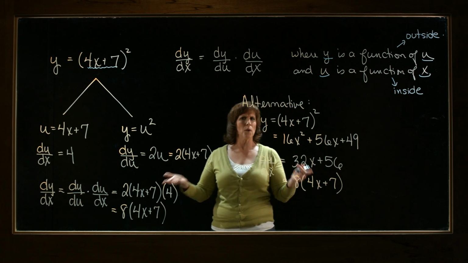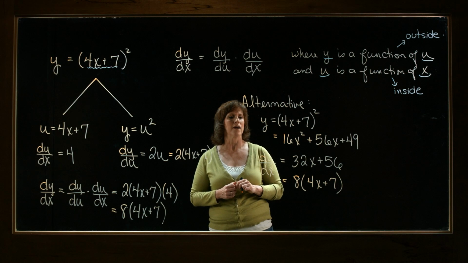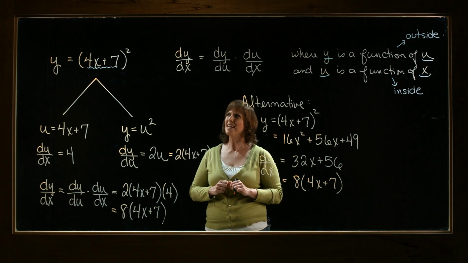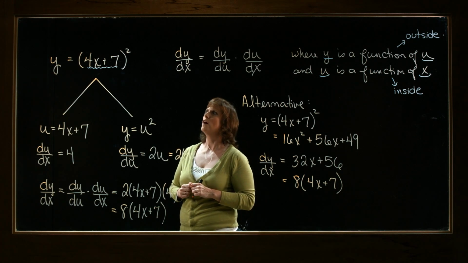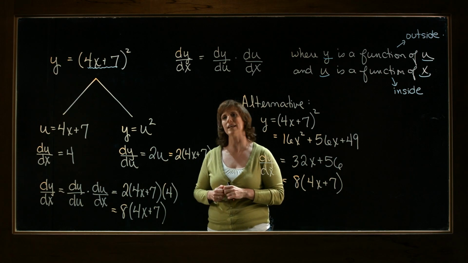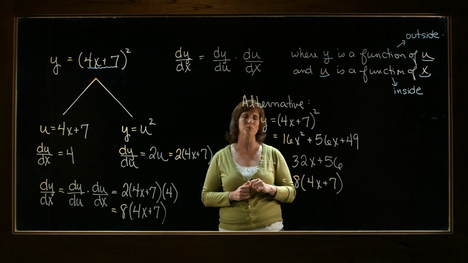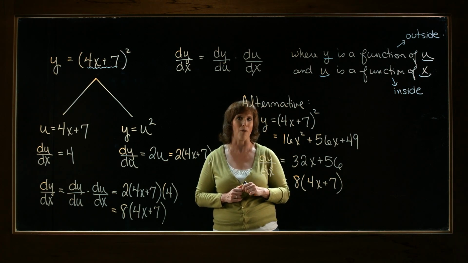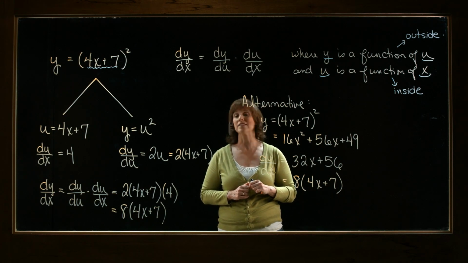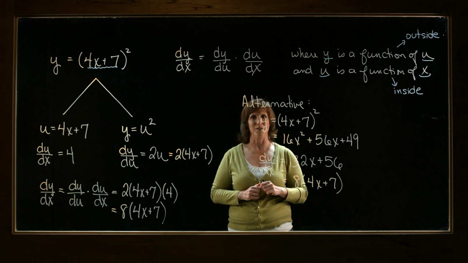All right, well, which way do you like better? Well, they're not that much different. However, I think it's important that we make sure that we know the chain rule, because what if this problem had been 4x plus 7 to the 15th power? The chain rule would have worked in a very similar way, but in my alternative, I would have had to take 4x plus 7 and raise it to the 15th power. In other words, multiply it by itself 15 times. That's a lot of algebra, and I don't think that would be a very efficient way to find the derivative.